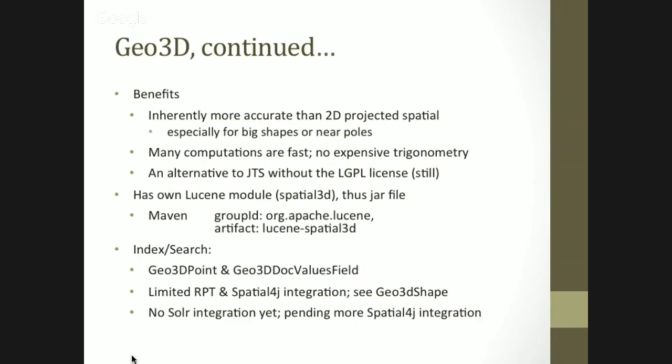It's an alternative to JTS, but they're not the same. If you want surface of a sphere, then this is it. If you want Euclidean 2D, then you want JTS, which is another library. And there is a Geo3D point field in Lucene to use it. And there was some limited integration with the RPT stuff that I've mentioned in previous slides. Not quite into the Solr layer yet, but there's an adapter that takes the Geo3D geometry, wraps it as a Spatial4j shape, and then at that point you can treat it like any other shape.